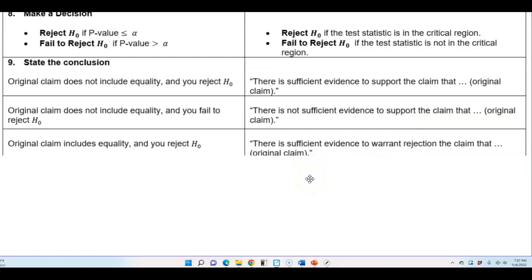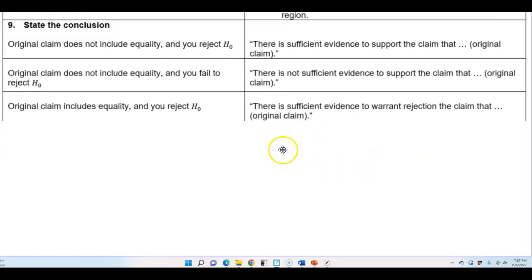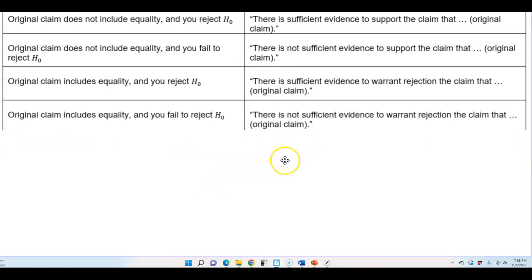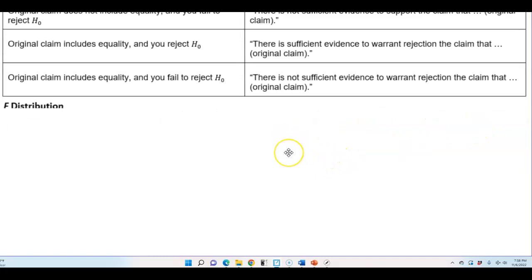If the original claim includes equality and you reject the null hypothesis, then you would state that there is sufficient evidence to warrant rejection of the claim that, followed by the original claim. And if the original claim includes equality and you fail to reject the null hypothesis, then you would state that there is not sufficient evidence to warrant rejection of the claim that, followed by the original claim.